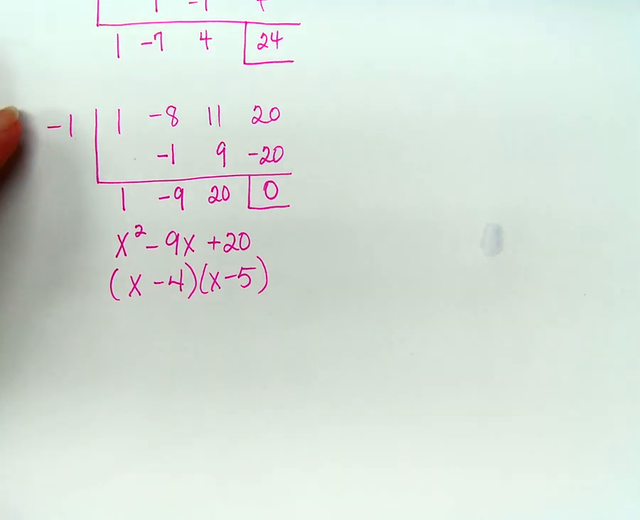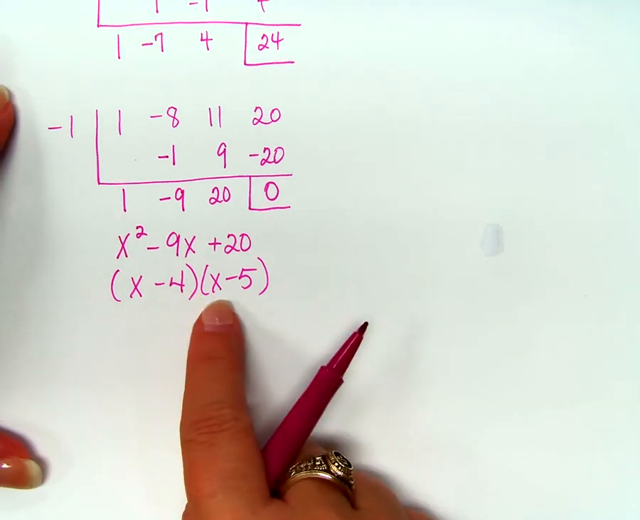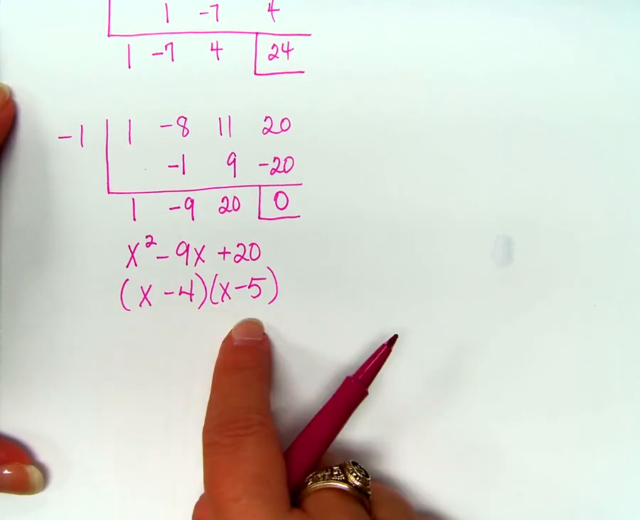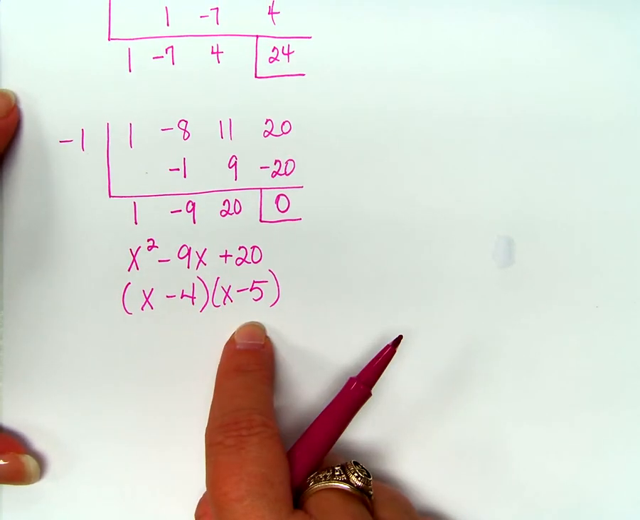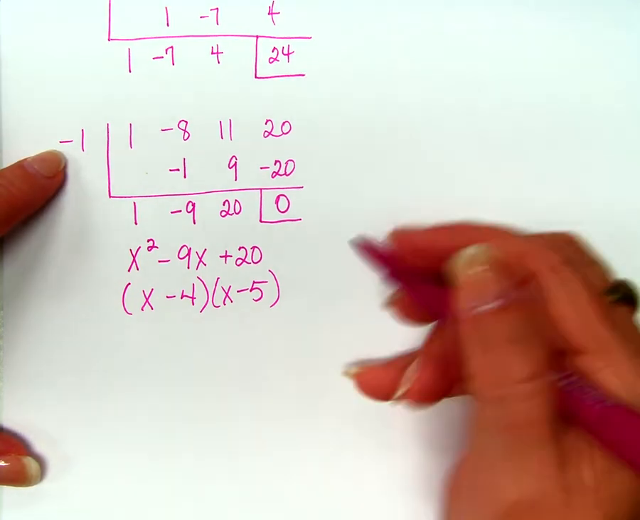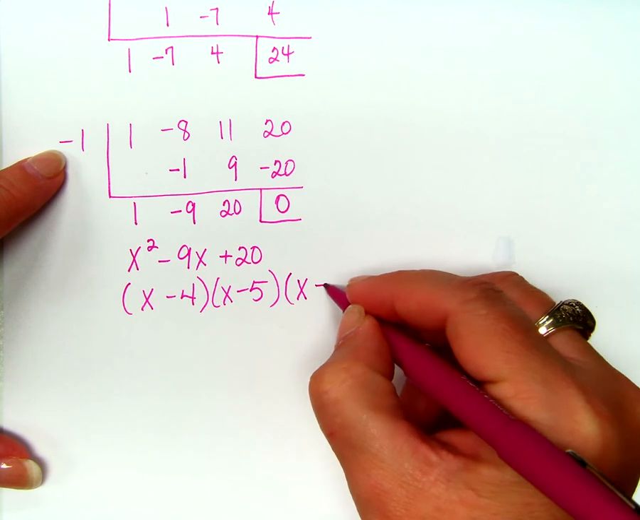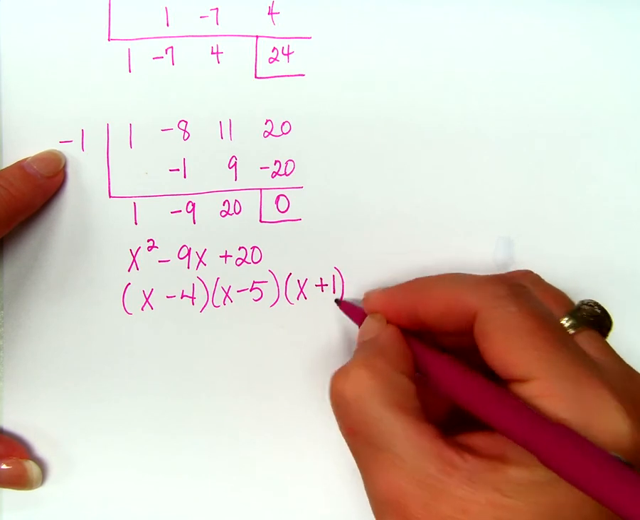I want to be very clear what my solutions are, and I really at this point want to be very clear about my factors. Okay? This is clearly a factor, this is clearly a factor because they're being multiplied together. Can you tell me the third factor? If this was the number that went outside of the synthetic division, what's my third factor? X plus 1.